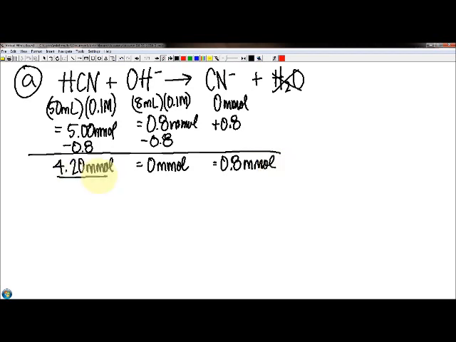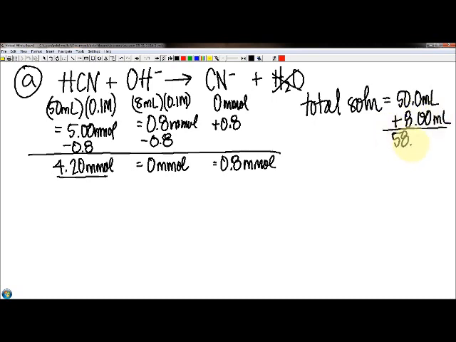And to find the molarity, you have to take millimoles divided by the total volume in milliliters. Well, the total volume of the solution is equal to the amounts of liquid added. So we had a 50 milliliter sample of the acid, and we added 8 milliliters of the base. So our total solution volume is 58 milliliters. Okay, so we need to divide our millimoles by the 58 milliliters to get a molarity again.